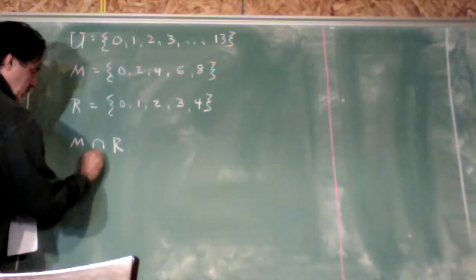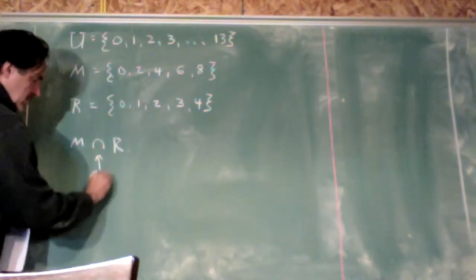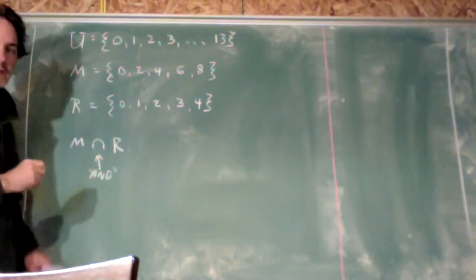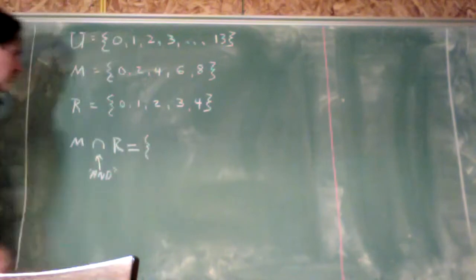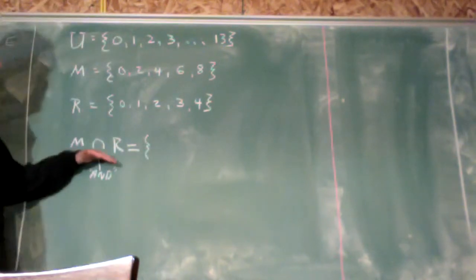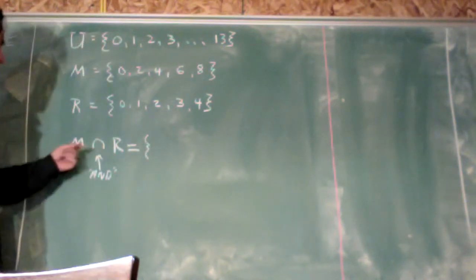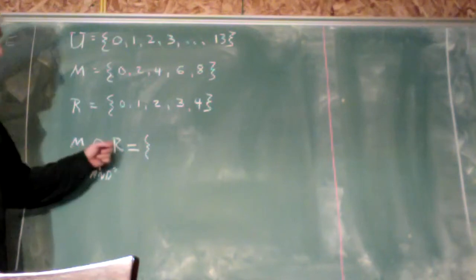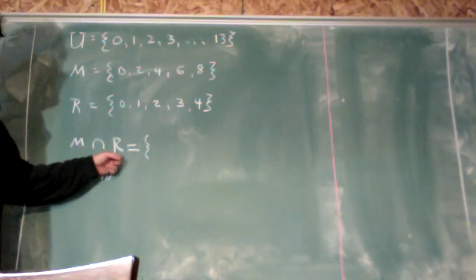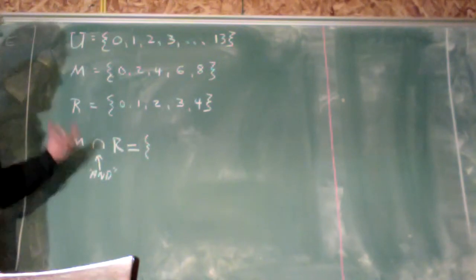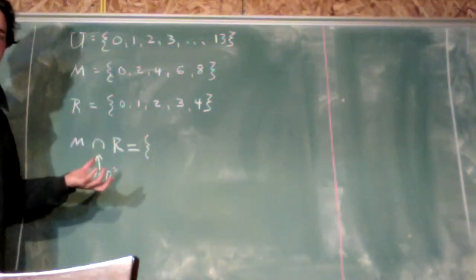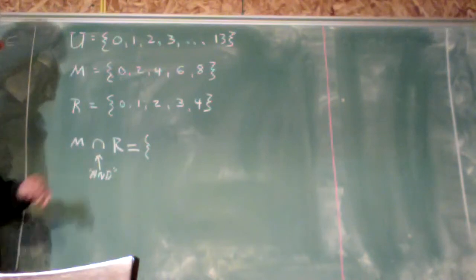And remember, the intersection serves as an AND operator. So what we're looking for here is to find those elements of M that are also elements of R. Or you could say the elements of R that are also elements of M. It doesn't matter. They need to be the common elements of the two sets.